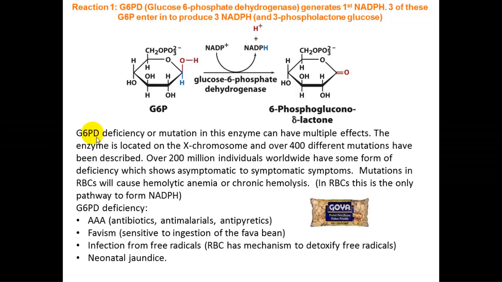Let's talk about the rate-limiting step of the hexose monophosphate pathway, and that's glucose 6-phosphate dehydrogenase. Now we're really entering into stage 1, the redox phase of the reaction. This, as we mentioned before, is the rate-limiting step. It's allosterically activated by NADP+.